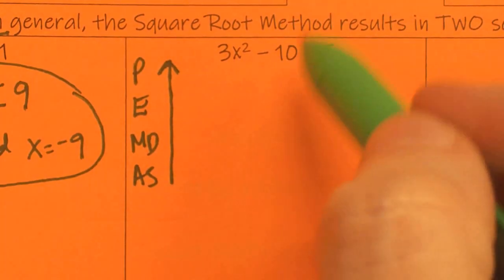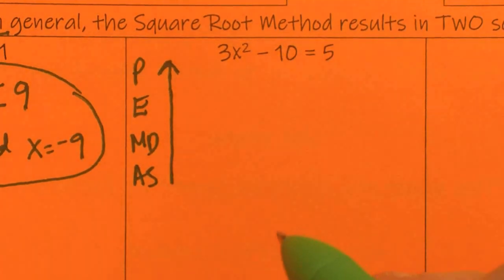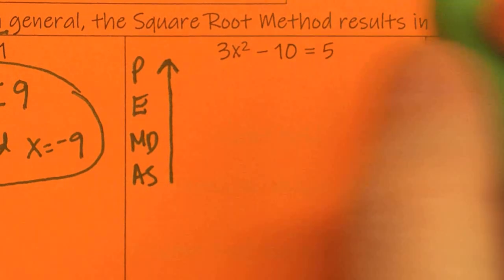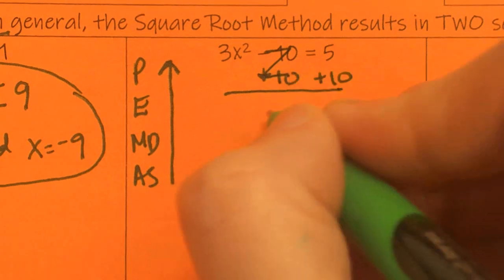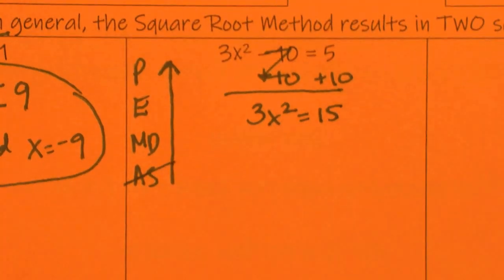Anyway, all right. So what do I see here? Do I see something added or subtracted on the x side of the equation? Yes. What is it? How do I undo minus 10? Plus 10. So I'm going to add 10. Remember, what I do to one side, I do to both sides. Now I have 3x squared equals 15. So I've done the add and subtract.